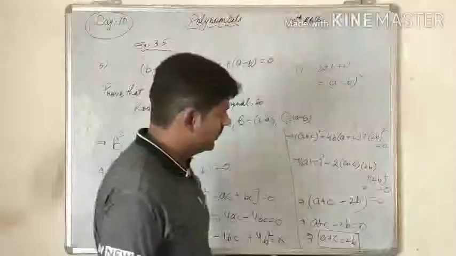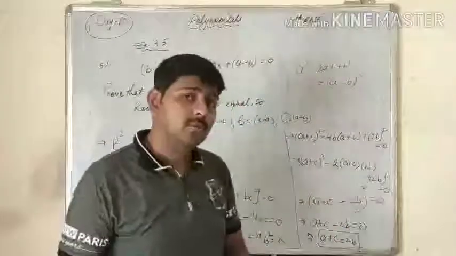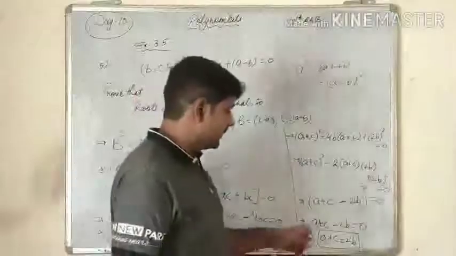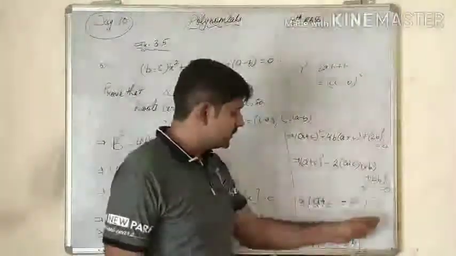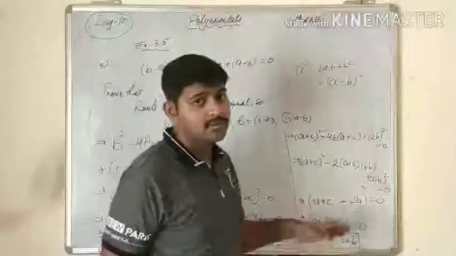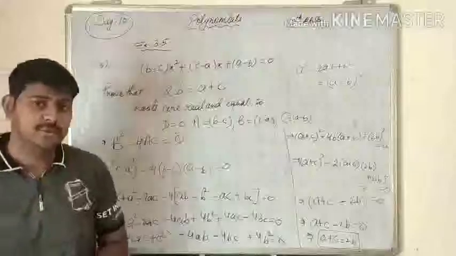So that is written. The whole square is removed, so square root will be there, but the square root of 0 will be the same. That's why A plus C minus 2B equals 0. This 2B is shifted to the other side, and we got the solution, which is proved. So we can write hence proved, this is the solution.